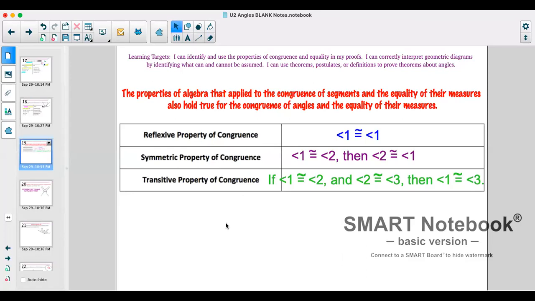So we're close to wrapping up this part 1 of angle proofs. Before we wrap up, I've got one more proof, but it's a very short one.